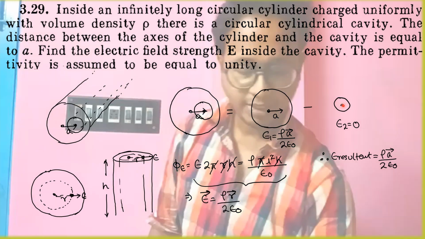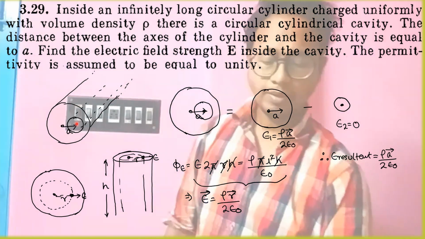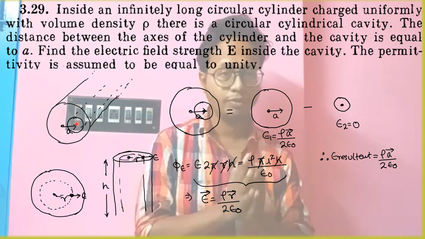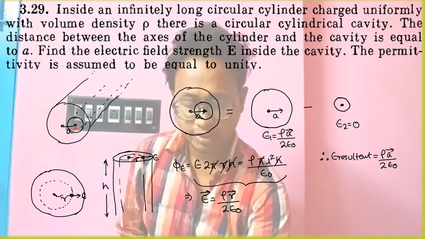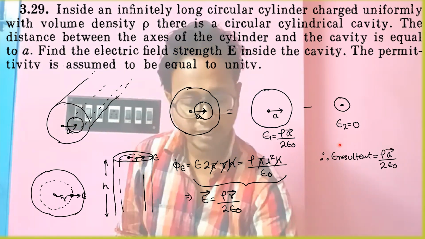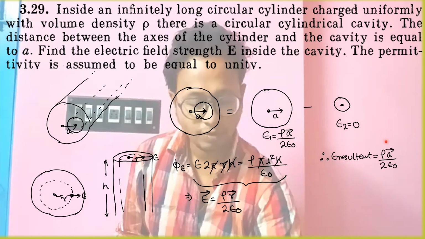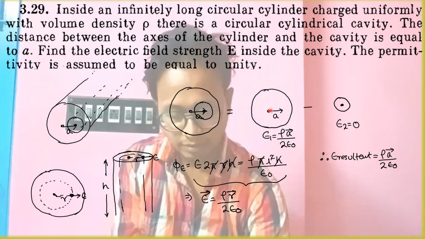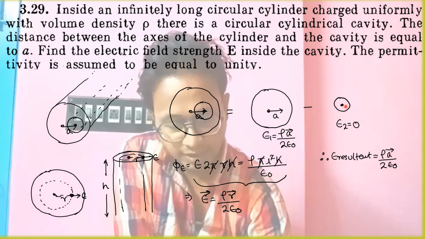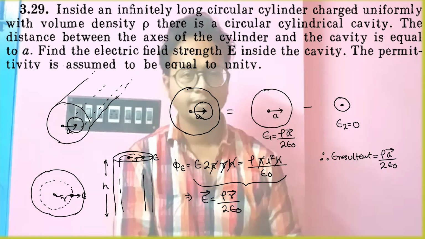Out here I have taken the point at the center of the sphere. But in the previous slide I explained to you, it doesn't matter where you take the point inside the cavity, the electric field everywhere inside the cavity is rho a by 2 epsilon naught, isn't it? Because this vector minus this vector would always be the a vector.